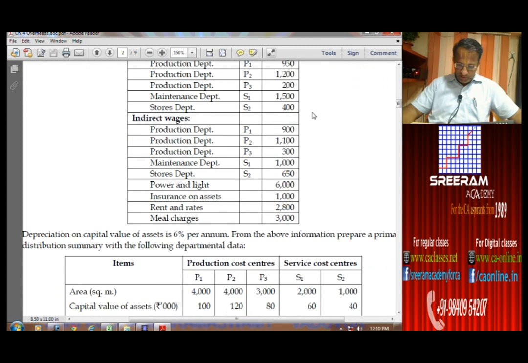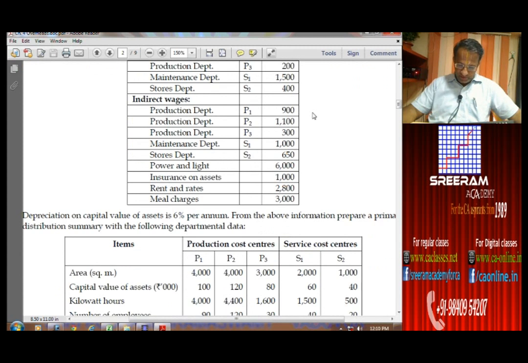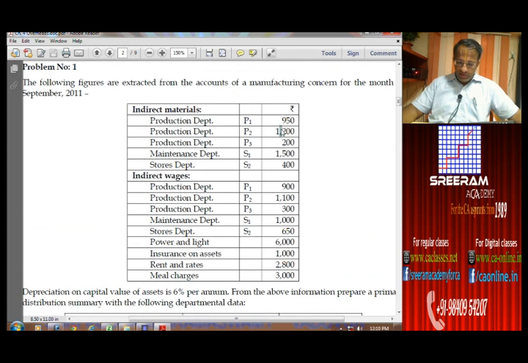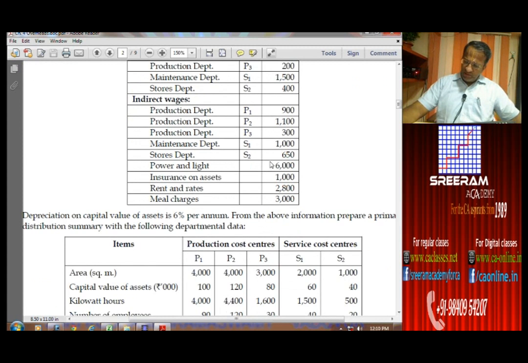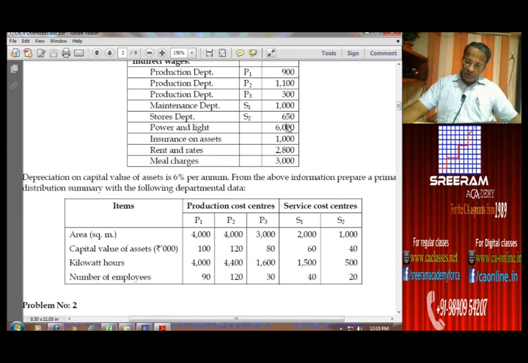That we can decide on a case to case basis. So here the first few items up to maintenance department and stores department, they themselves have given so much of materials, indirect material and indirect labor they have used. As far as power and light is concerned, if this item should be distributed to all the 5 departments here, on what basis are we supposed to do it?